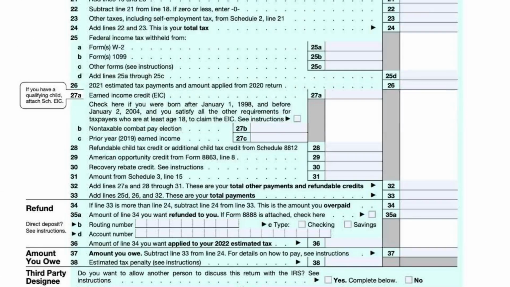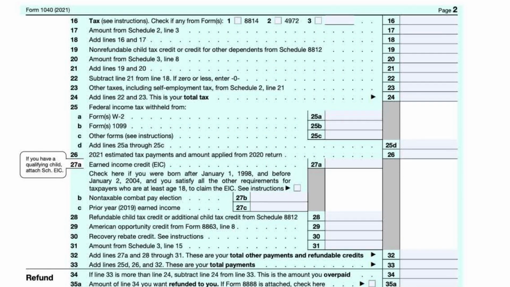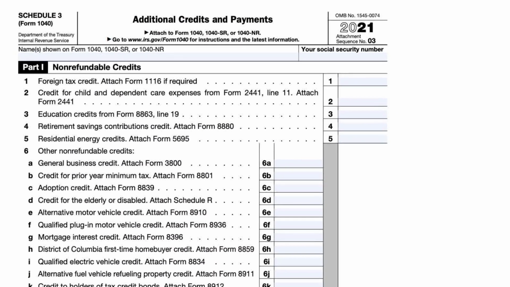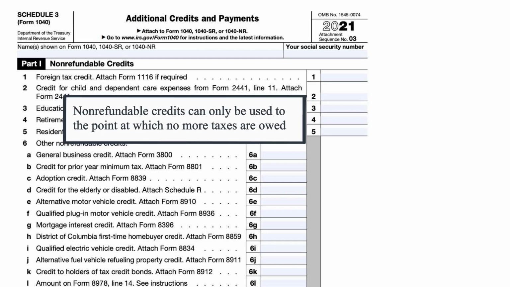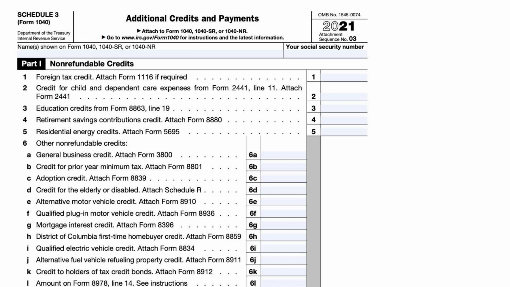Going back to Form 1040, the amount on line 20 is from Schedule 3, line 8. We will now go to Schedule 3 to learn how to fill it out. The first part of Schedule 3 is for non-refundable credits. Non-refundable credits can only be used to the point at which no more taxes are owed. Let's review what each line is used to enter.